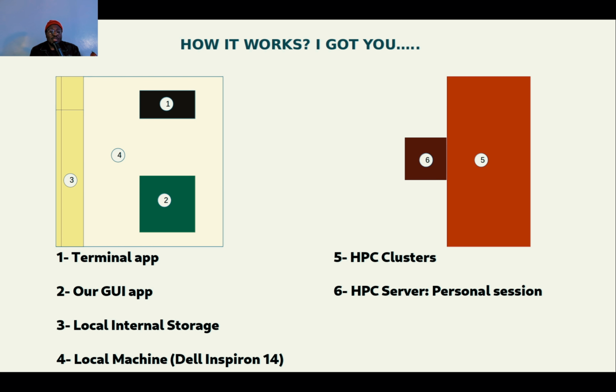Number three is the internal storage. That is your hard drive or any disk, external drive that you can connect to your laptop. Number four is your laptop. That's just your local machine. Could be your laptop, could be your desktop, depending on what you're using. Number five is the HPC server.